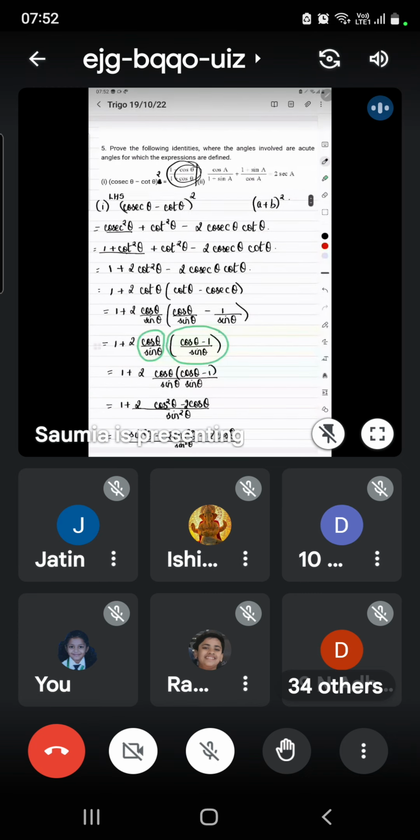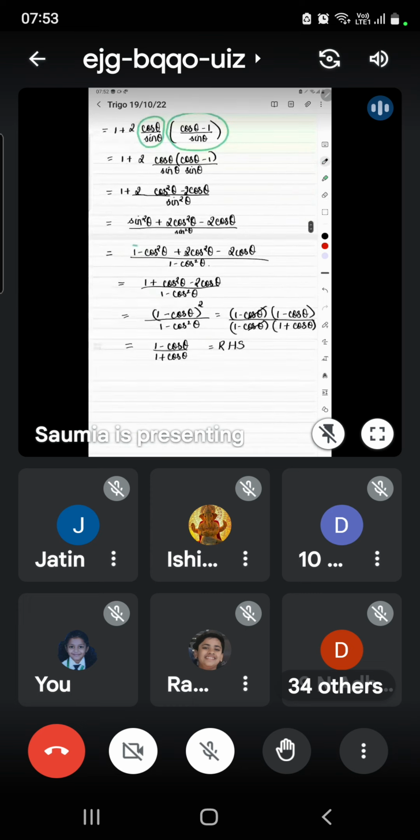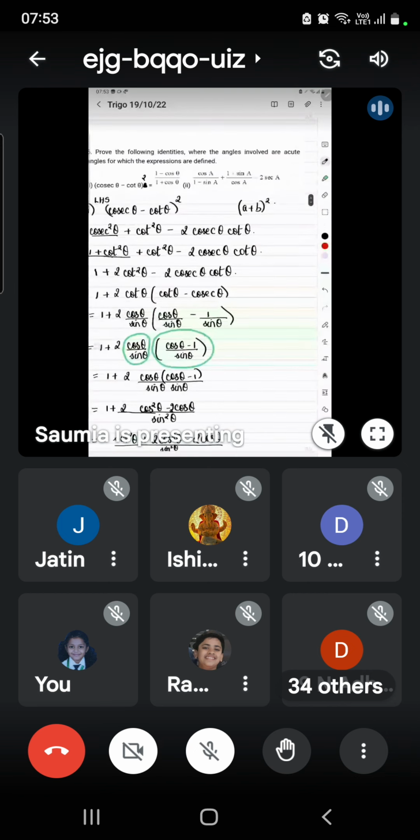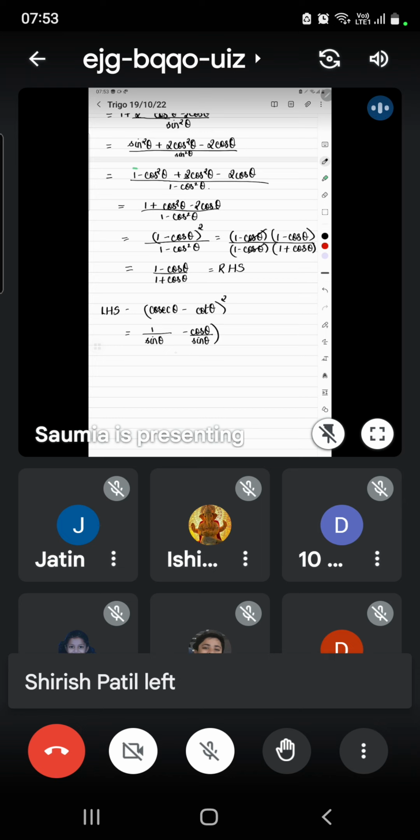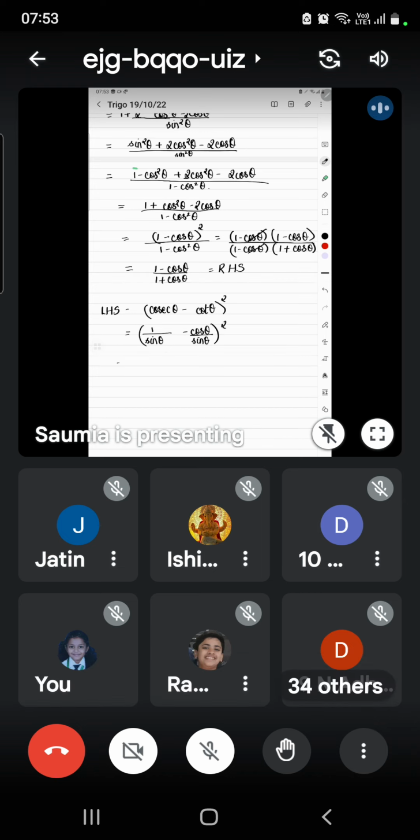Now, there's another way to do the same question. Since you all started with this, this is also correct, but we can do it in another way also. In the beginning itself, we can replace it. If I start with LHS as cosec theta minus cot theta the whole square, here itself I can write cosec theta as 1 by sine theta and cot theta as cos theta upon sine theta, the whole square.